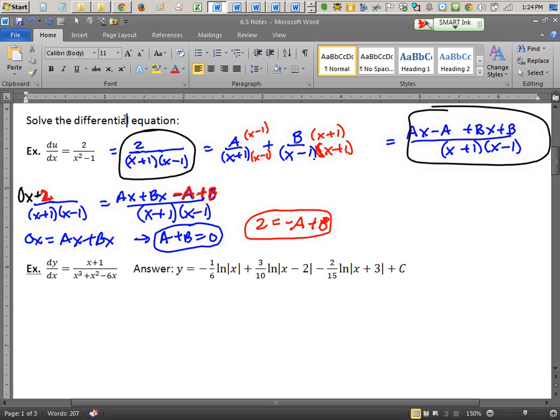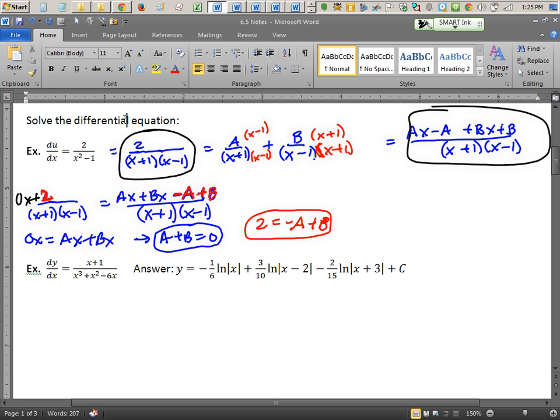Yes, question? Can you explain the 0x plus 2 again? Yeah, the original problem, numerator was just a 2, right? And then we wrote it in terms of a's and b's like this. So these two are still equal. And we can assume that the ax plus bx here should match the number of x's we have on the top over here. But there were no x's. Okay. So I assumed that there'd be like a 0x there. So that's why I wrote 0x plus 2, where it says 2 there.